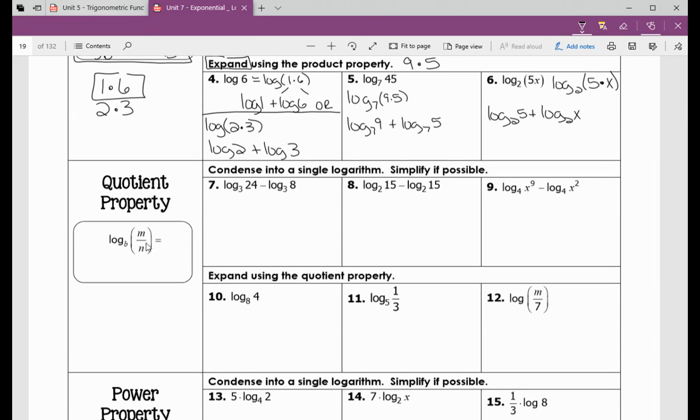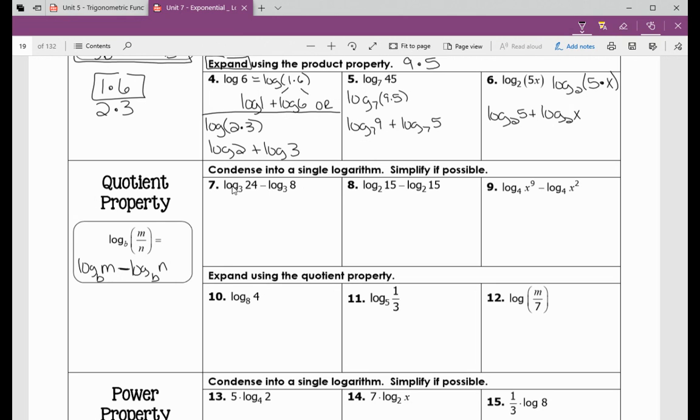So our quotient property, notice that this time I have a fraction, and that's what a quotient is, a fraction. So when I separate those logarithms, I'm going to have log base b of m minus log base b of n. So when you have a fraction, you separate them with subtraction. Now, we're going to do the same thing. We're going to take 2 logarithms and condense them into 1. We're going to take 1 logarithm and expand it into 2.